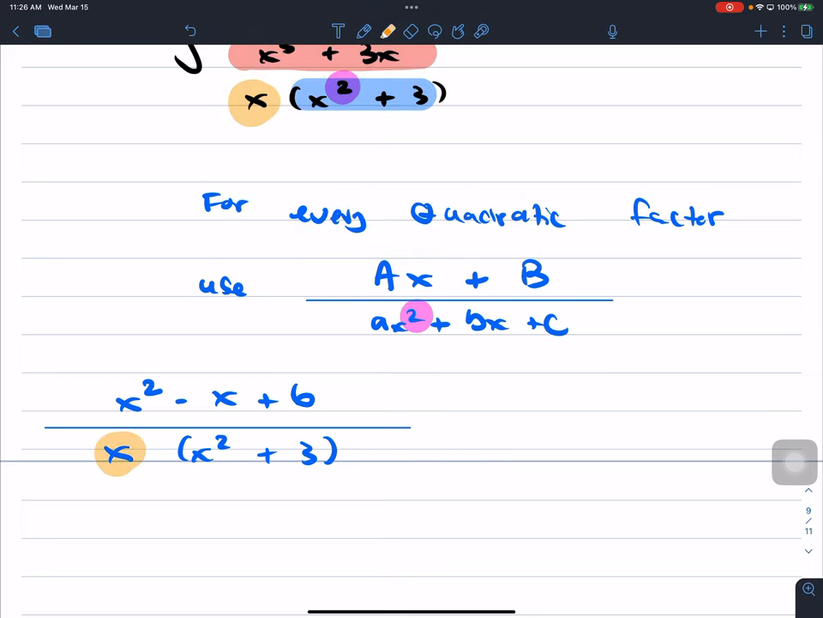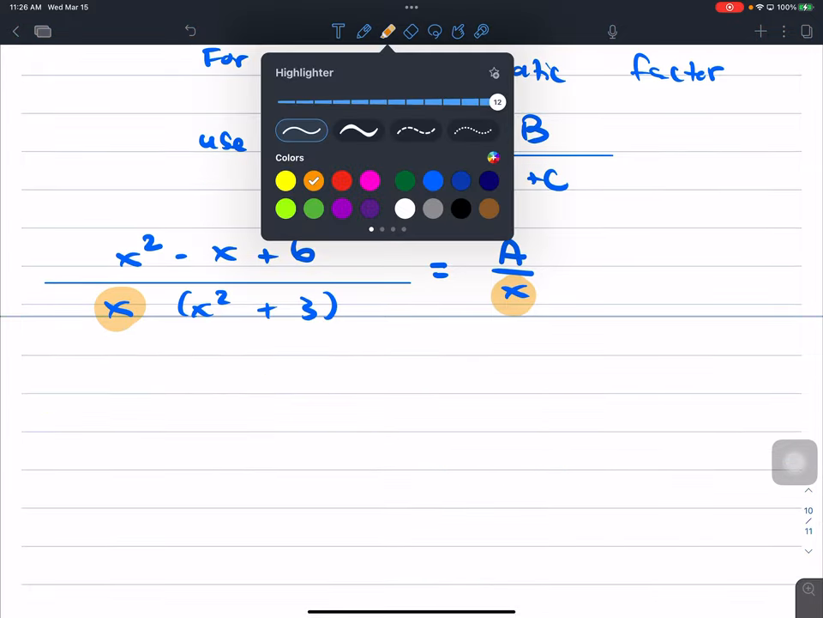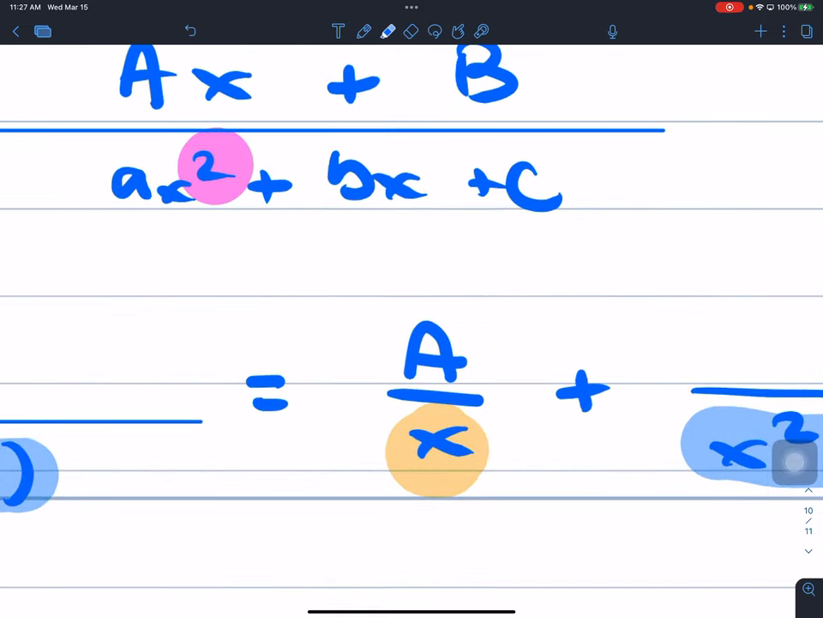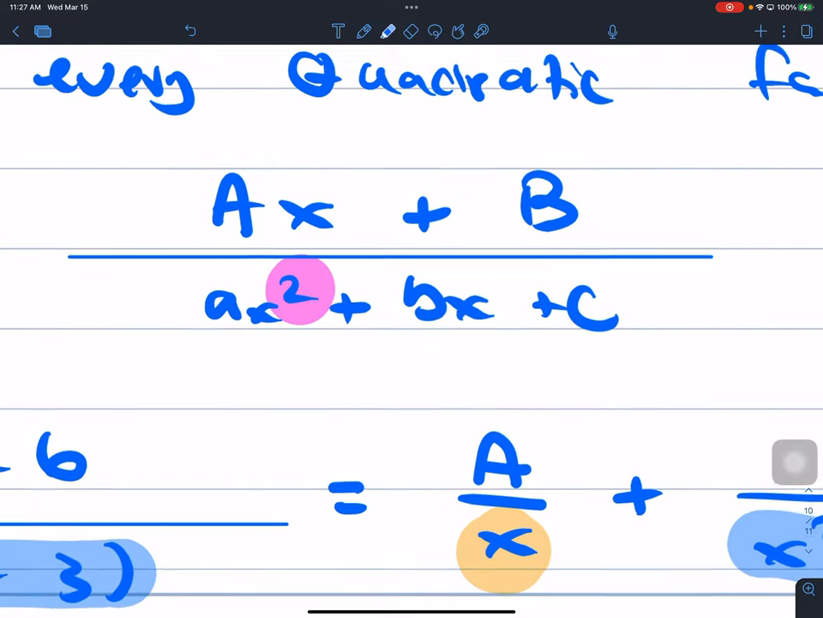So let's be careful. The x is a linear factor. So I have to use A over x. So far, so good. I now have to think about what to use for the quadratic factor. And you say, what do I do there? Well, this is not repeated, so you have an x squared plus 3. That's good. But then I have to have a linear numerator. You already chose the letter A, is that right?